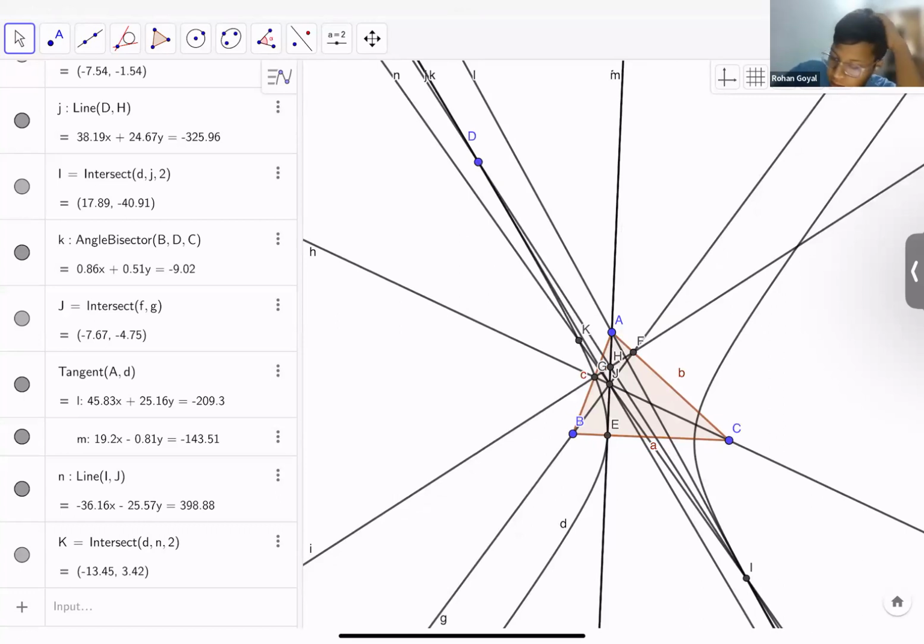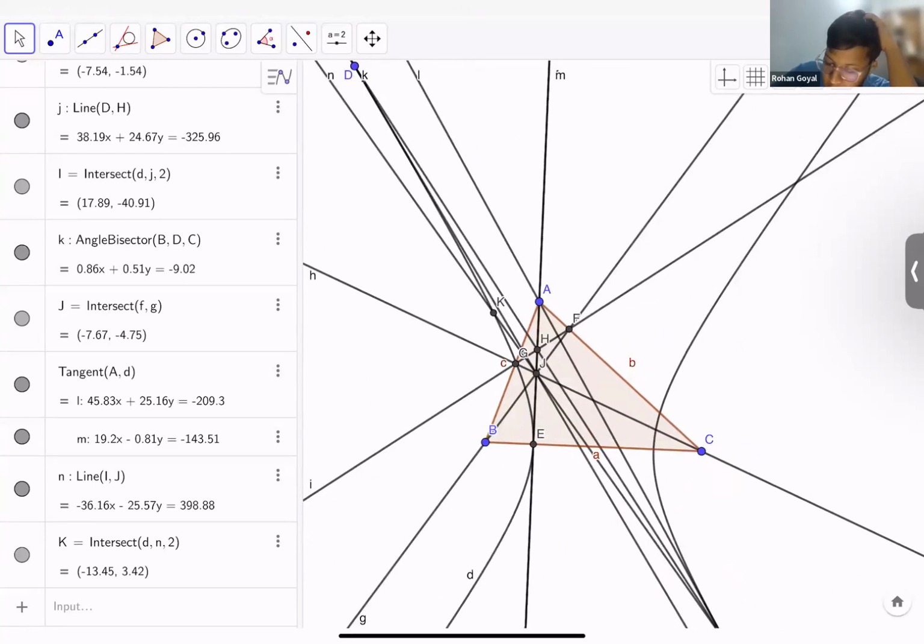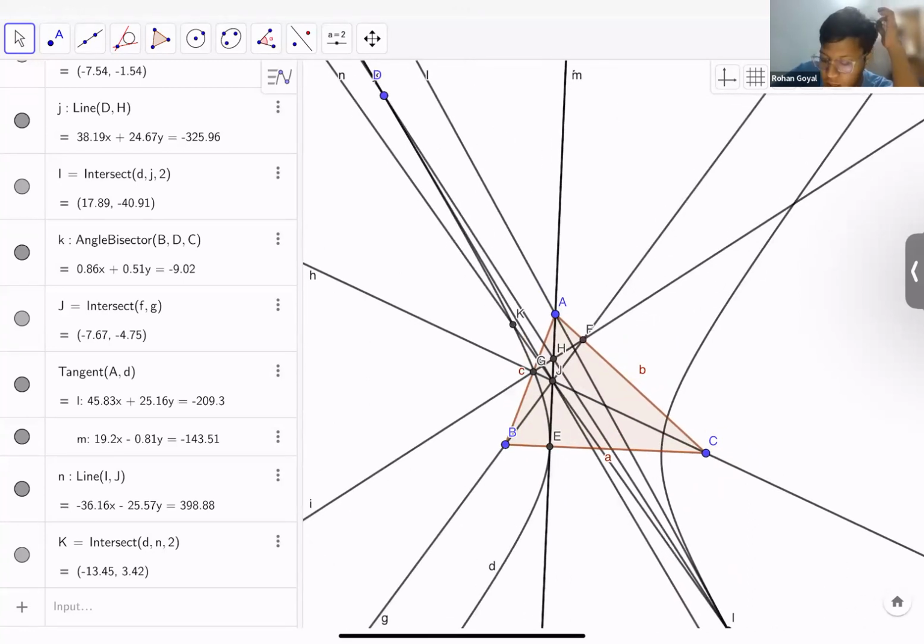So you can instantly have the cross ratio -1, and you can just project it through H onto the circle, and then onto line AE and back, and from J back onto the hyperbola, and you get your result.